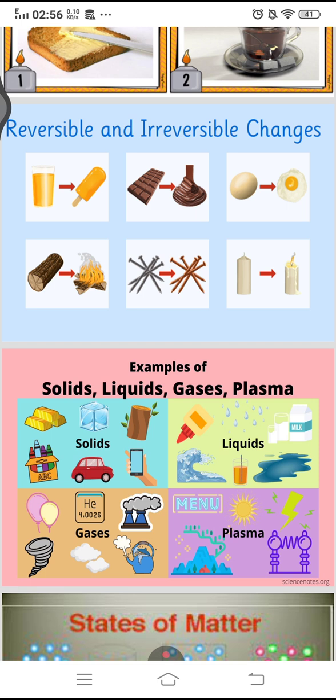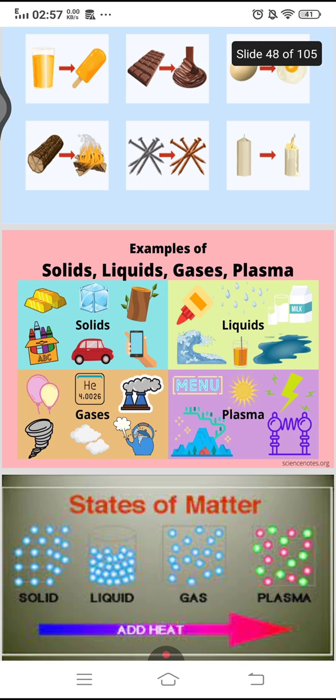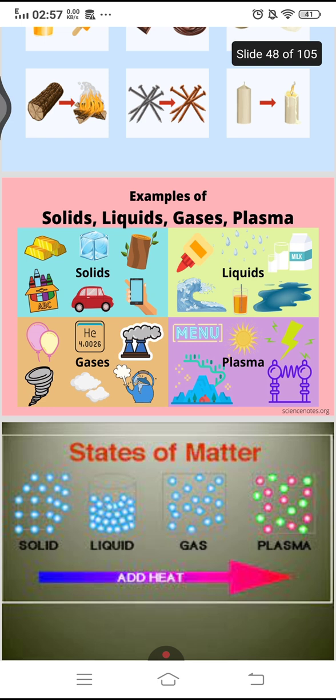We can observe in this picture that here are different types of materials they are showing, what types of materials are solid, what types are liquid, what types are gases, and what types are plasma. But here they are giving us an example of states of matter: whenever we take solid ice and provide heat to it, it becomes liquid. We provide more heat to it, it becomes gas. And we provide a lot of heat to it, it becomes plasma.